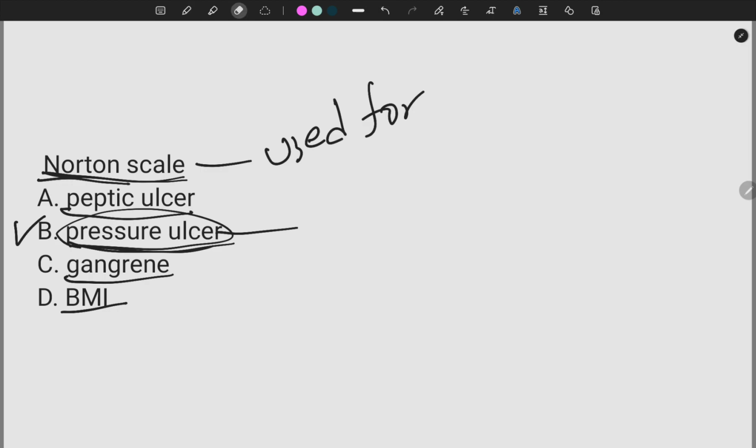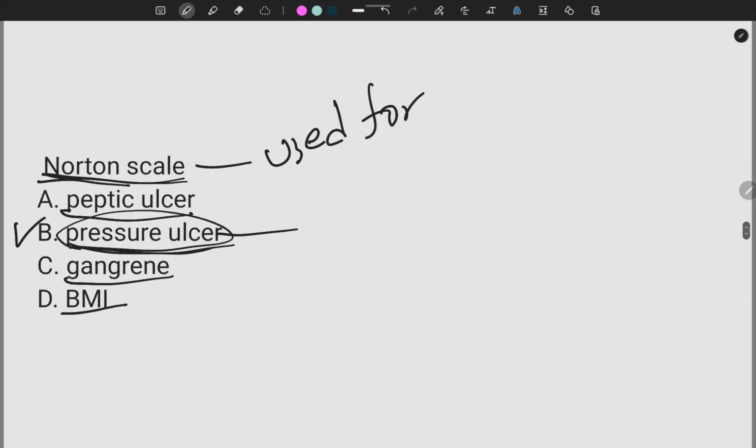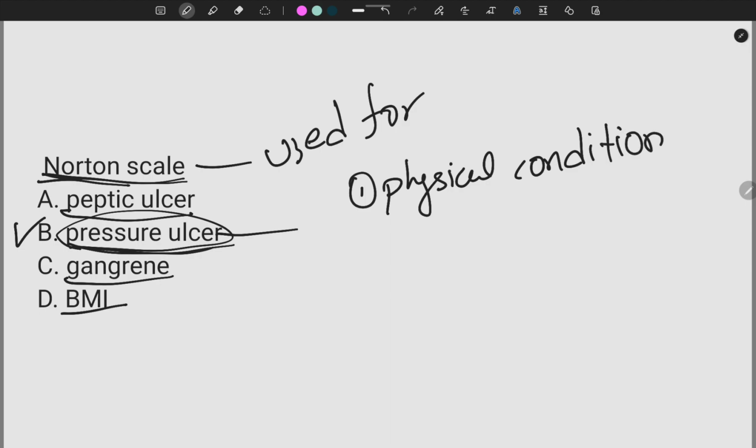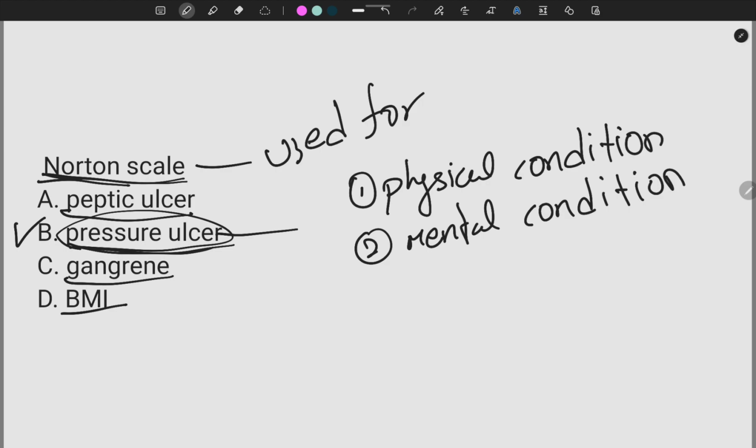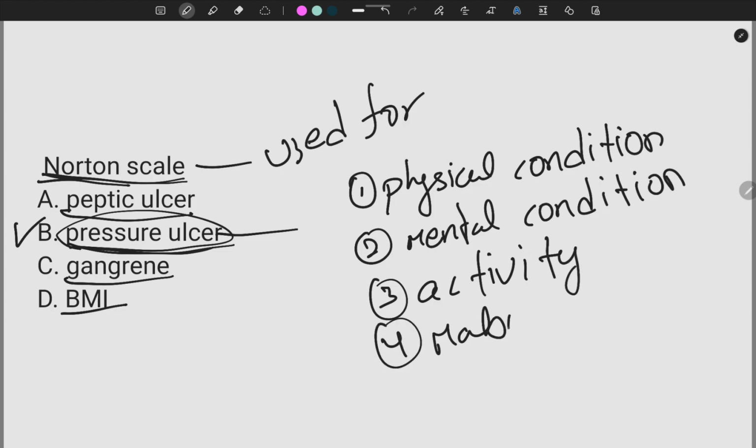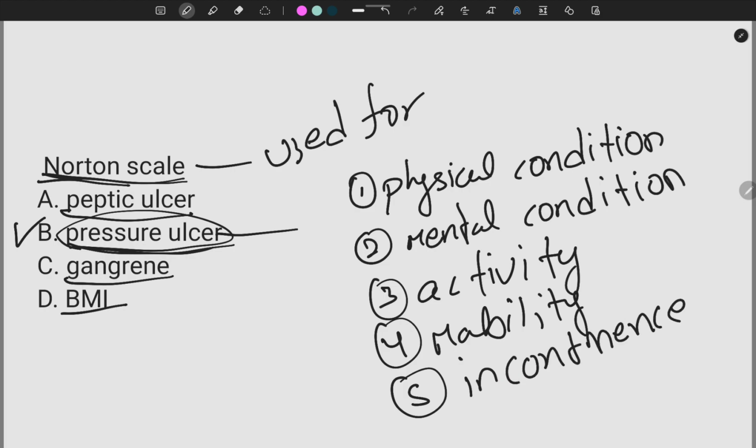So the Norton scale consists of 5 components. The first one is physical condition, and the next one is mental condition. So all these come under the Norton scale. The third one is activity, and the fourth one is mobility. Mobility is movement, and finally incontinence. So these are the 5 components we can see in the Norton scale.